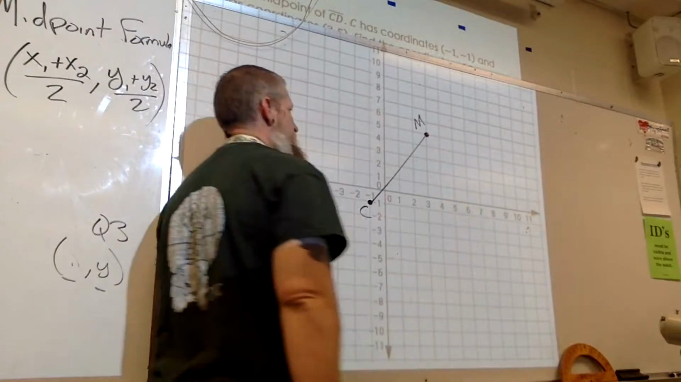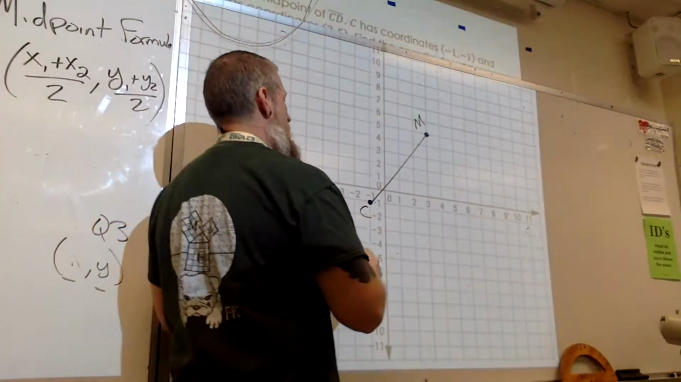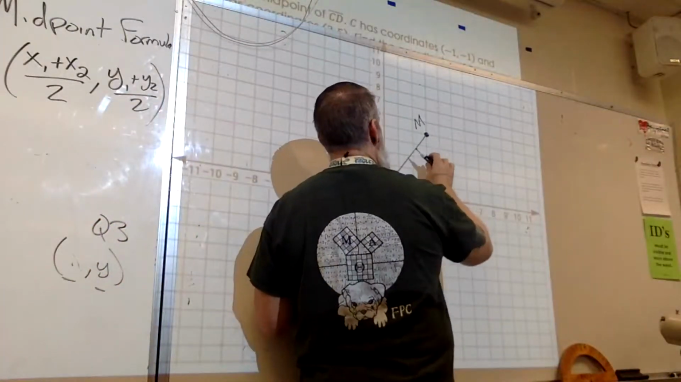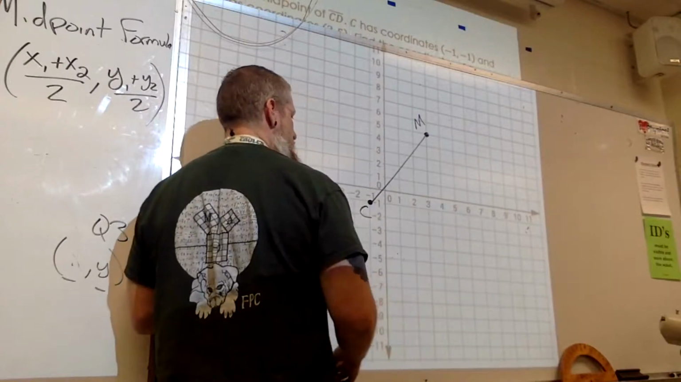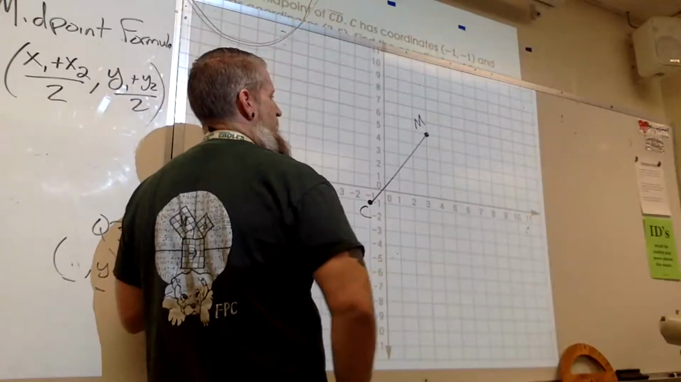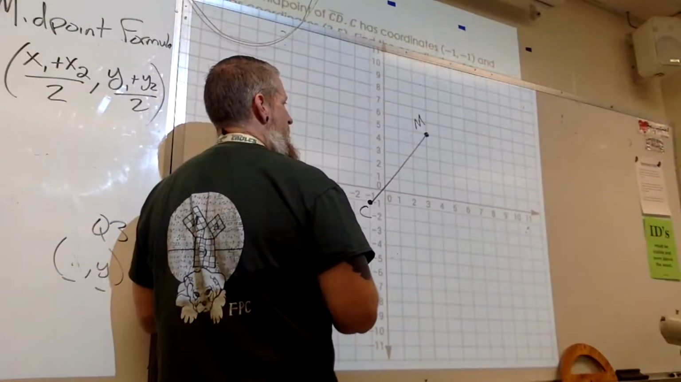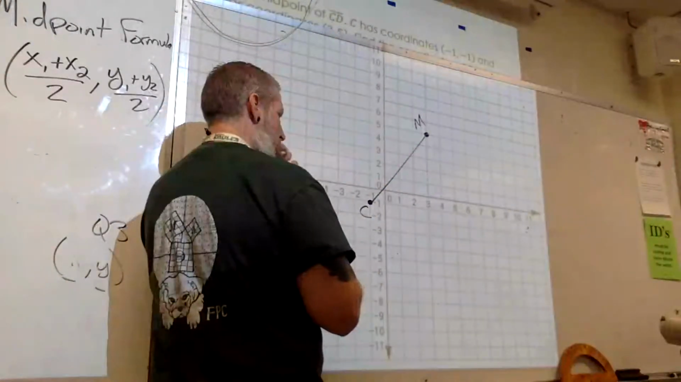So I know that is half of the entire segment. Okay? So if I want to find my other coordinates, I'm trying to figure out where the other endpoint would be. If you have a graph available, again, this would be kind of easier to deal with, but it's not necessary, okay?